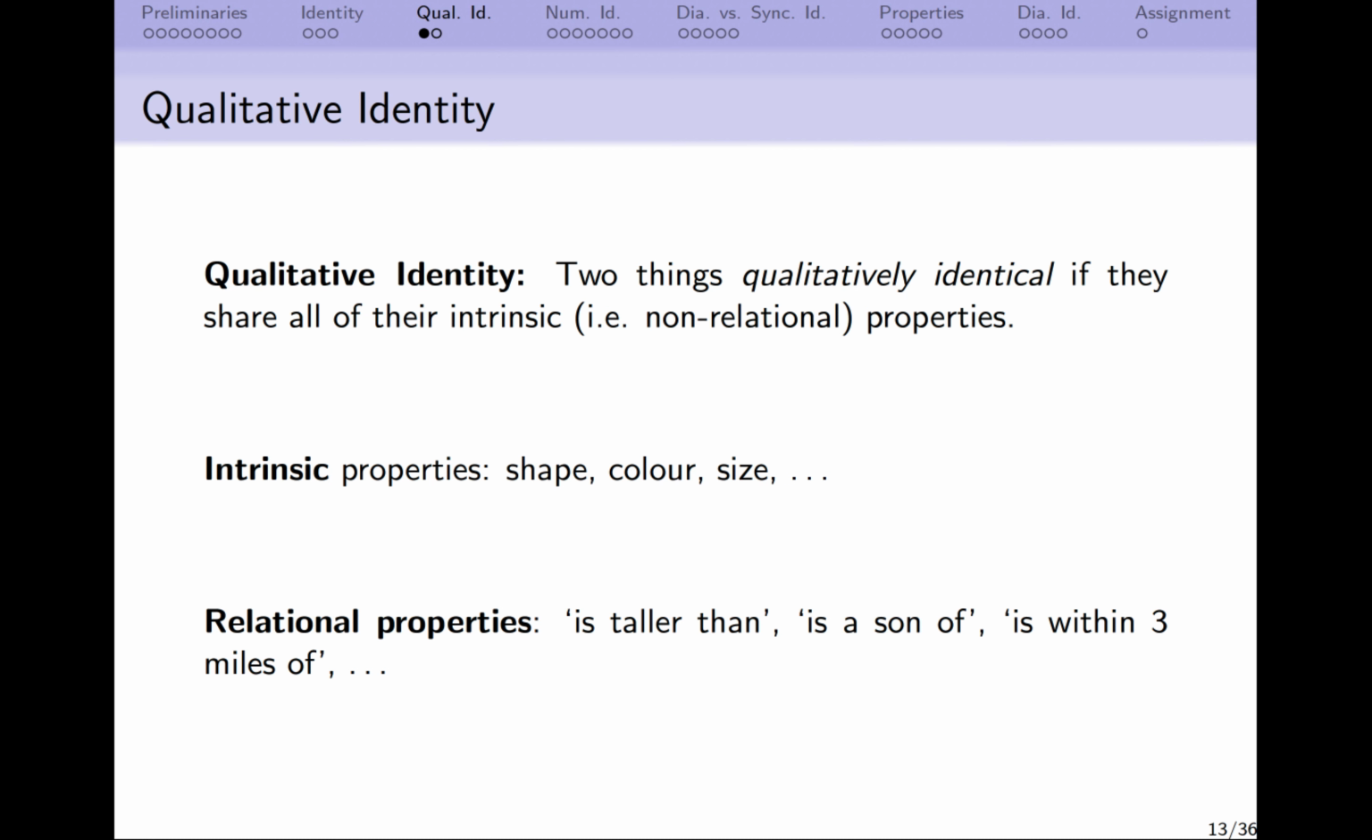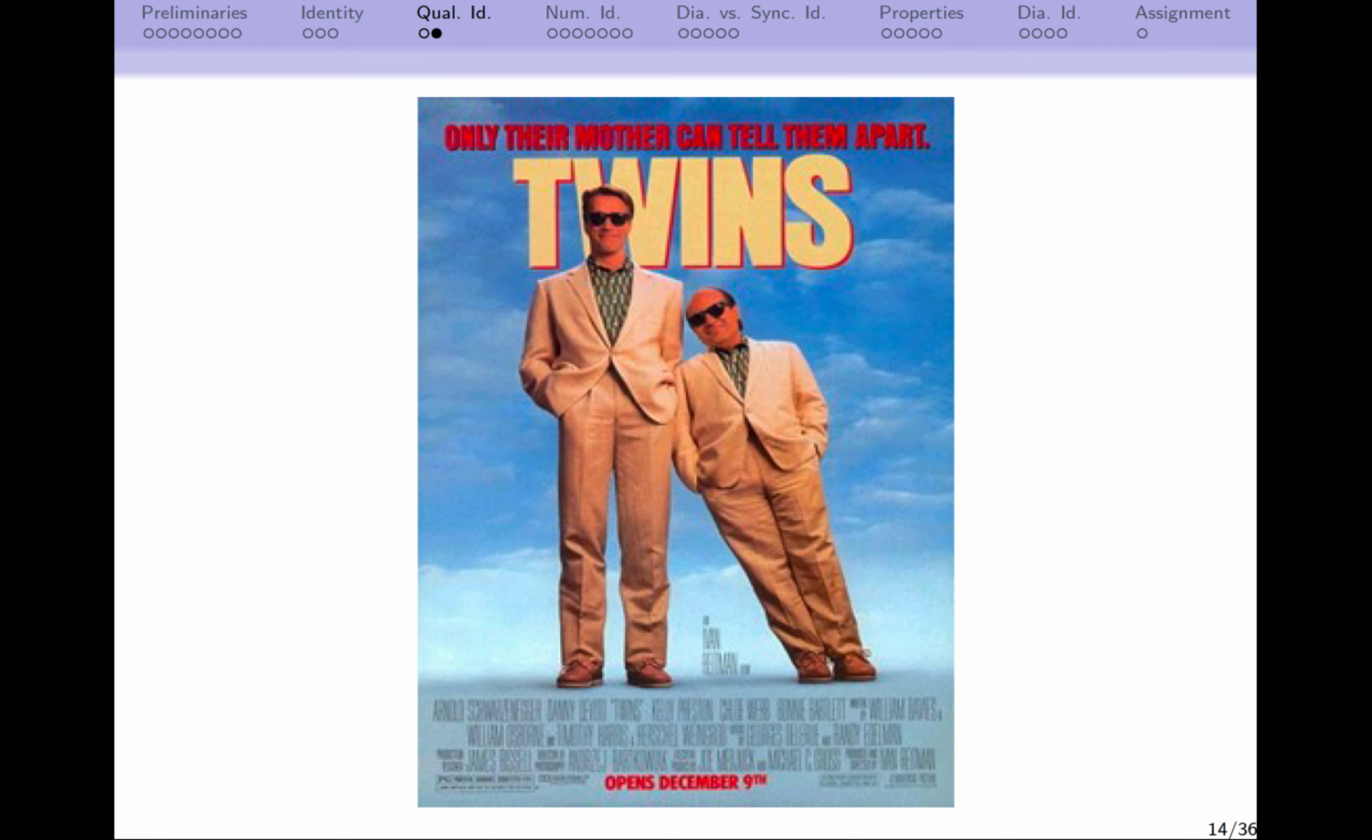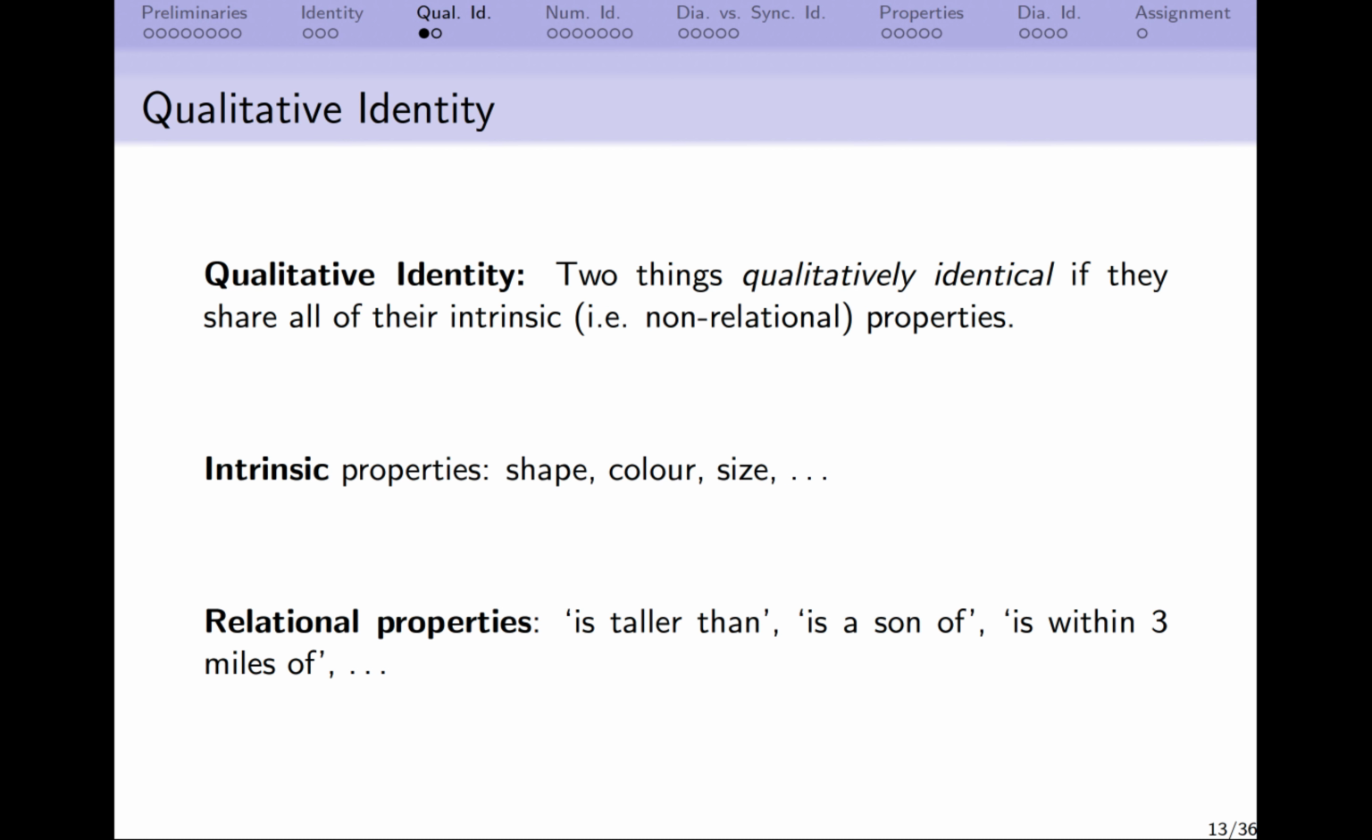Okay, so hopefully that intrinsic and relational distinction is roughly clear, at least as a first approximation. So the idea then with qualitative identity is that two things are qualitatively identical if they share all of their intrinsic properties, the non-relational properties. So, for instance, I guess a well-known case of this is identical twins, right? So we say that a pair of twins is identical.